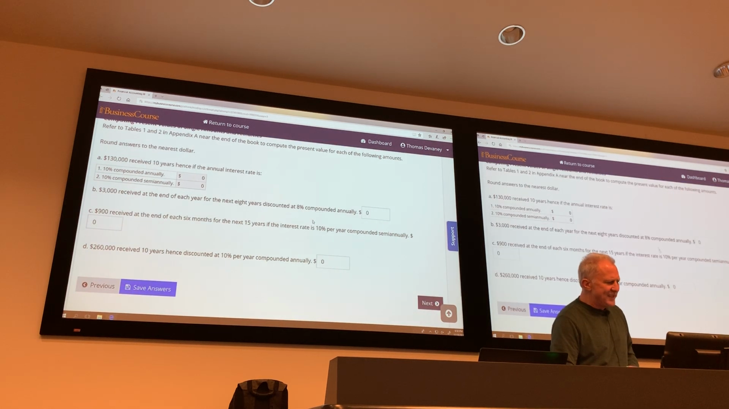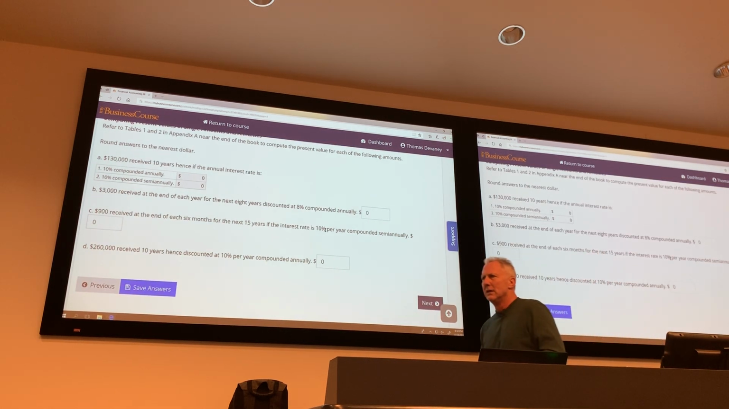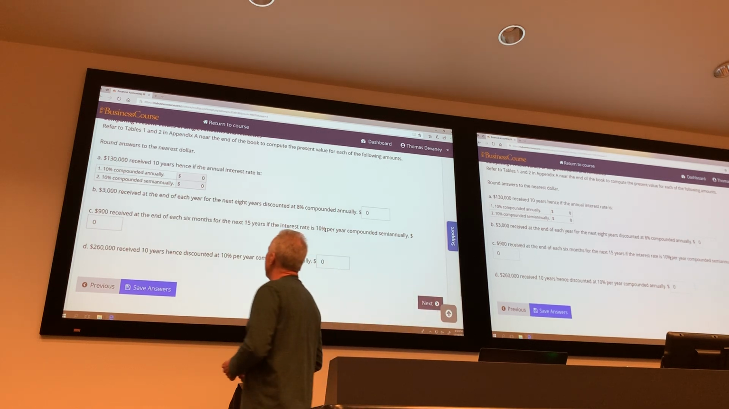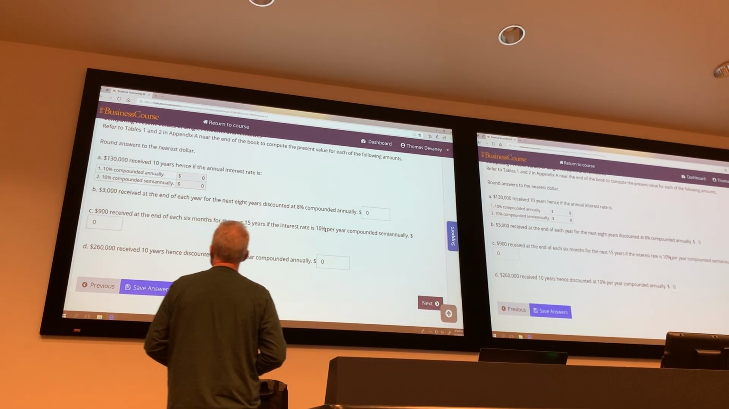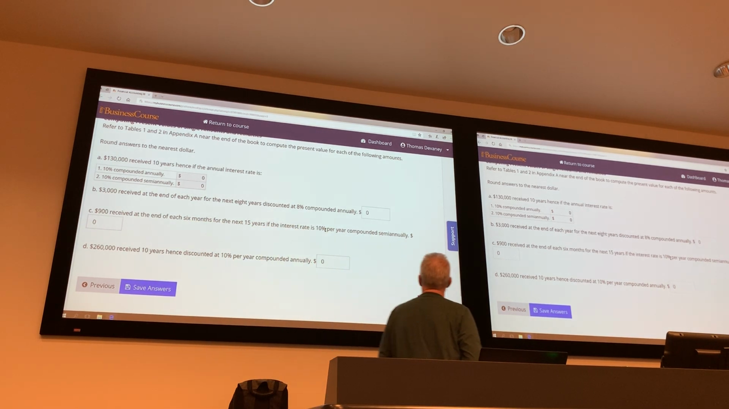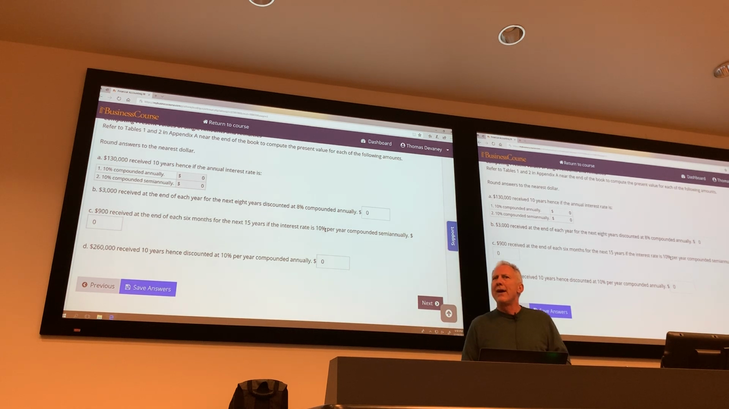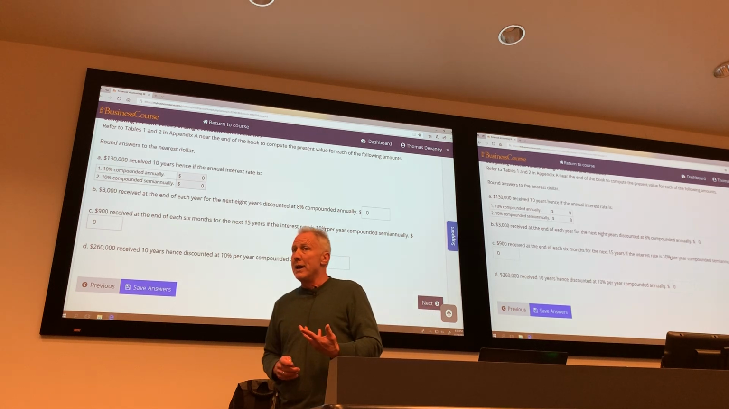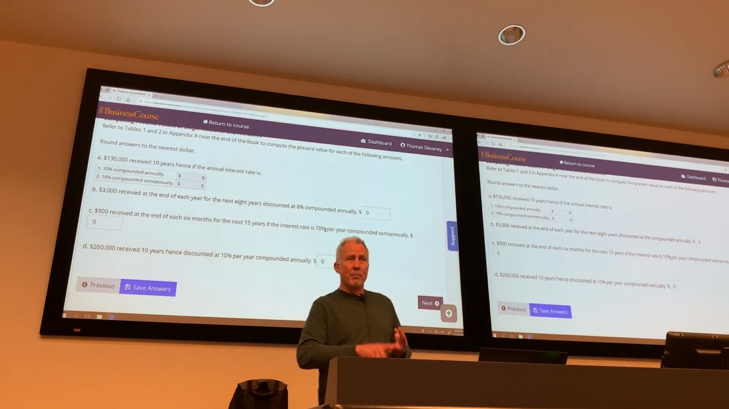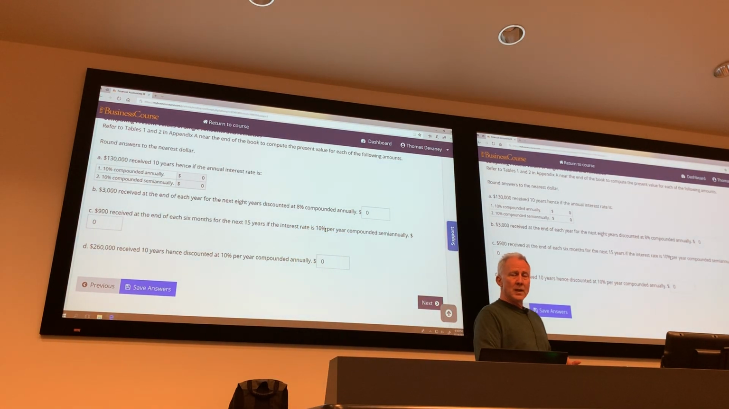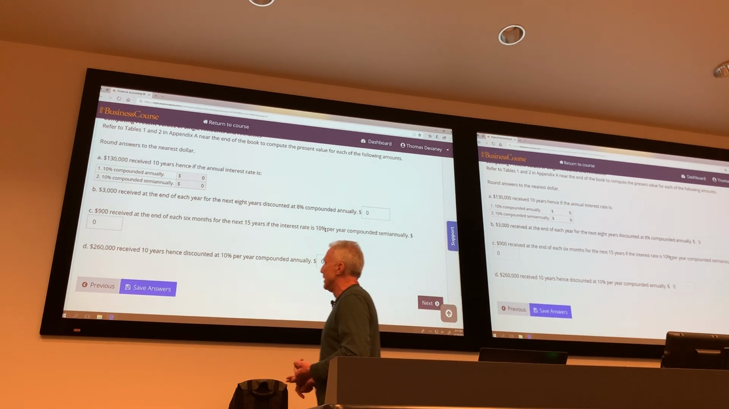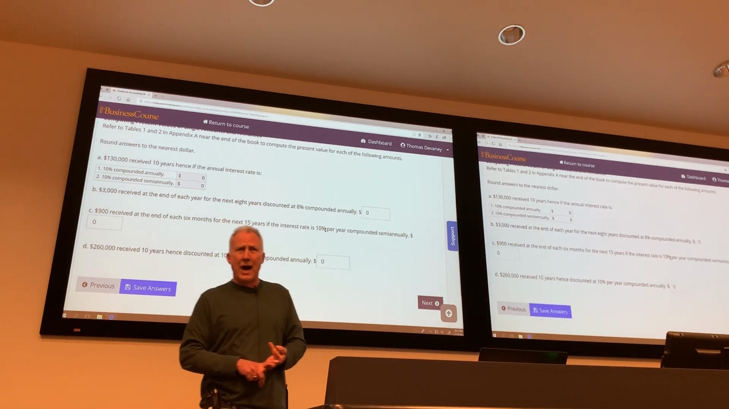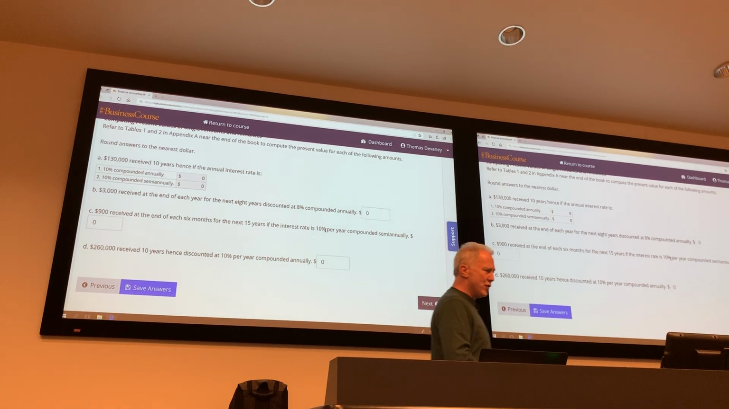Payment is when you receive annual payments. Okay, some of them are annuities. $3,000 received at the end of each year for the next 8 years. Now that's an annuity because it's each year. An annuity, by definition, is a series of equal periodic payments. Okay, so the $3,000 in Part B is a payment, not a future value.